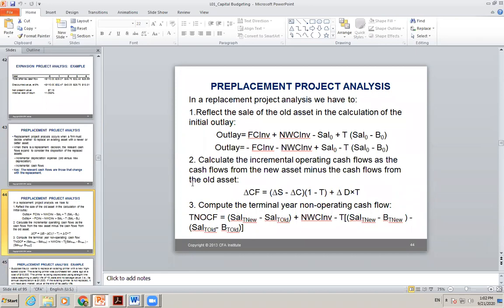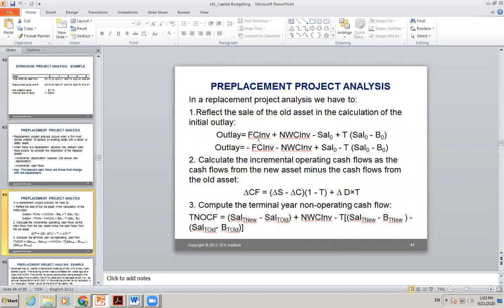Actually, in the project analysis, we did it the same way. First we need to determine your outlay, your investment cost. Second, you should be able to determine the change in net working capital, the change in cash flow, okay? This is second. And the third you calculate is terminal non-operating cash flow.